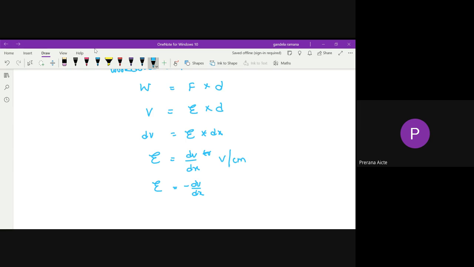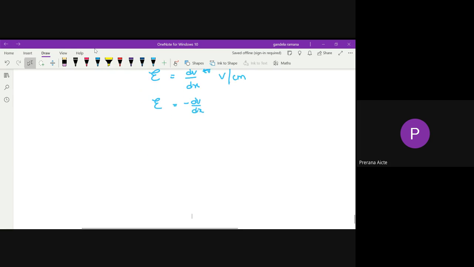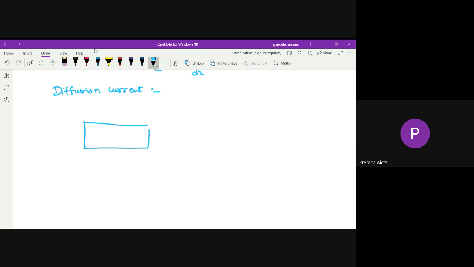So here, diffusion current. This will be helpful for drift current. Now, diffusion current. Suppose we have an n-type material, completely filled, so it has some electrons. The number of electrons, meaning the doping concentration, is high.